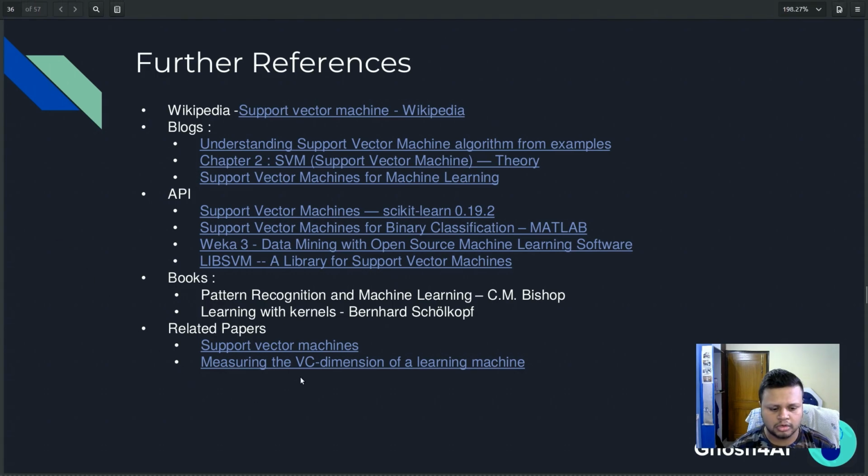And we should also point you to two specific papers. One is on support vector machines, another is on measuring the VC dimension of a learning machine. This VC dimension is very important when it comes to support vector machines. Please look into those papers and try to understand the maths. Maybe I will make future videos in which I try to explain the maths, but I would be honest that I'm not very good at maths myself. So I might not be able to explain them in the best possible manner, but there are many other sources where you can find these explanations.